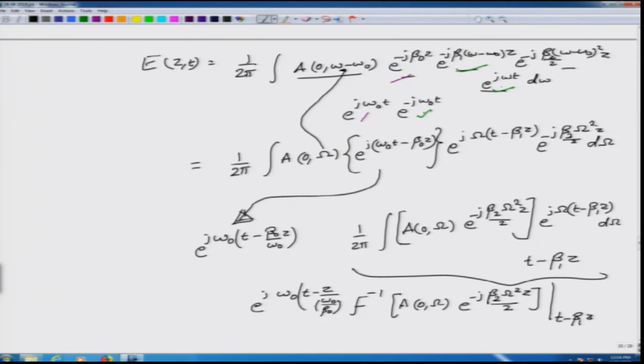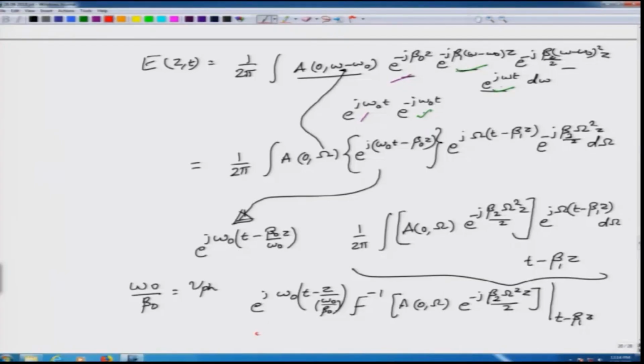okay, multiplied of course by the carrier term e^(j omega_0 (t - z omega_0 by beta_0))... that is, e^(j omega_0 (t - z/Vph)). Okay. This small change actually gives me a small simplification, because omega_0 by beta_0 is actually equal to the phase velocity Vph of the carrier. So, this is the phase velocity of the carrier, and z by velocity is the delay of propagation of the carrier over a distance z. This is how the carrier is propagating. The carrier experiences a delay of z by Vph.